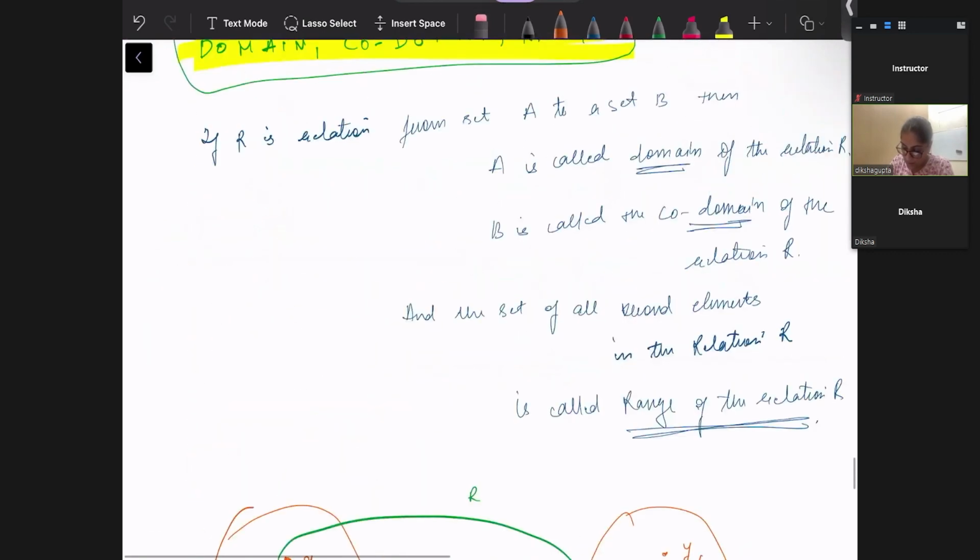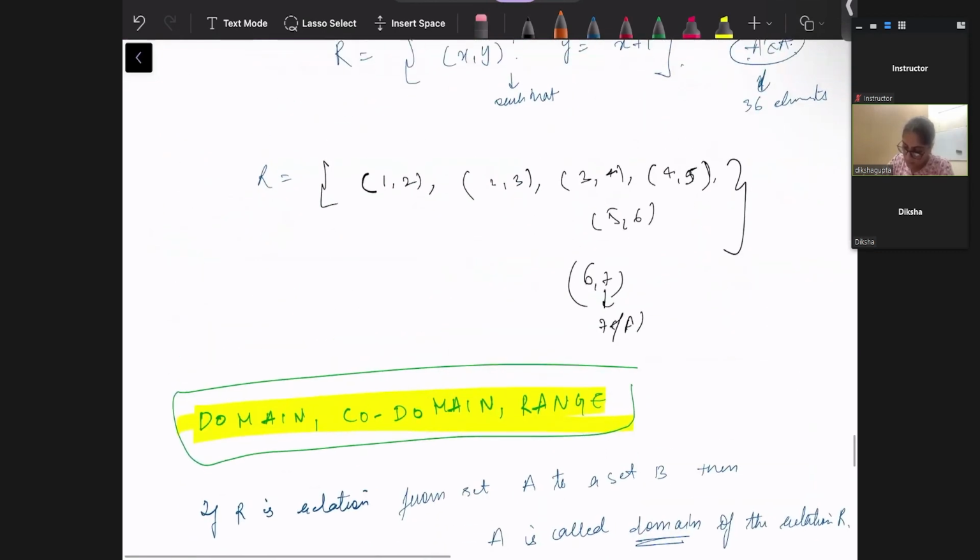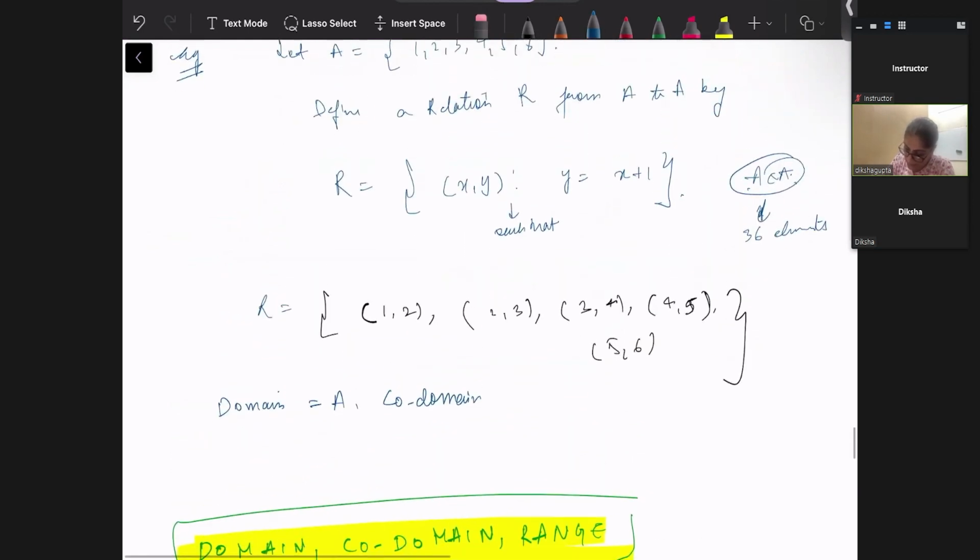Coming back to this example: what is the domain? A. The codomain? The relation was from A to A, so domain A, codomain A. But what is the range? The second elements. In fact, is it the whole of A? No, not full A. 1 is not there. So the range is 2, 3, 4, 5, 6.